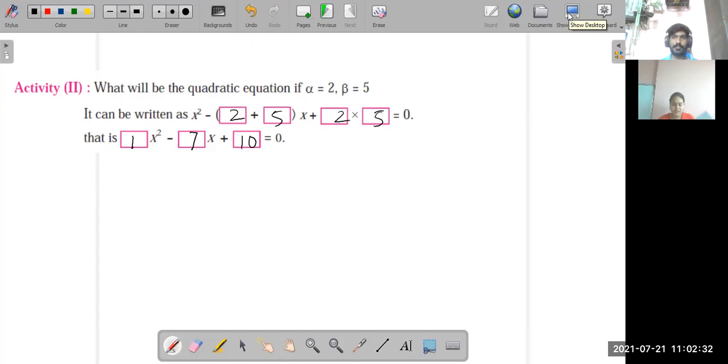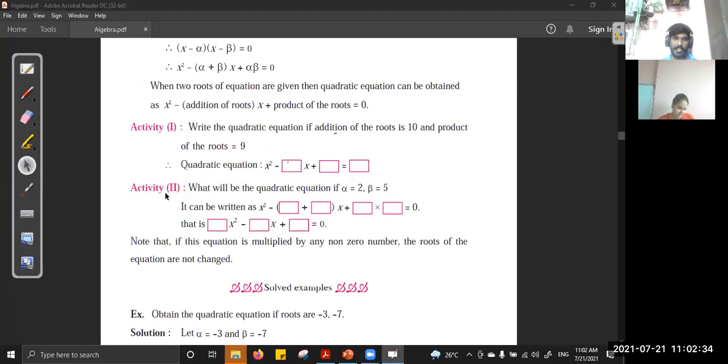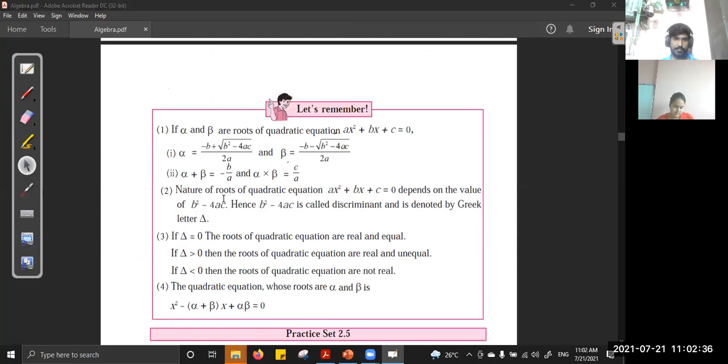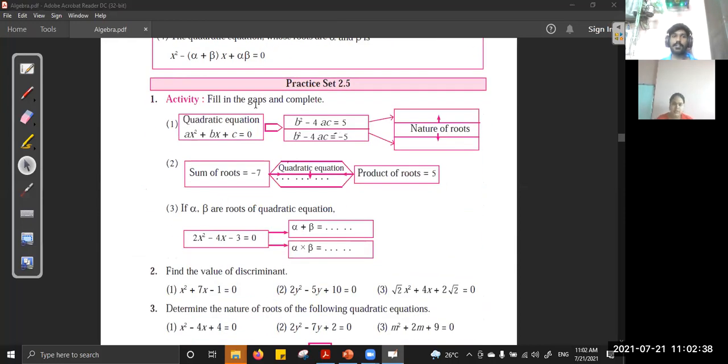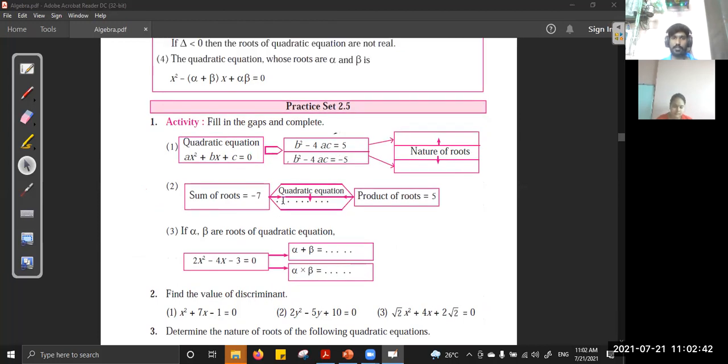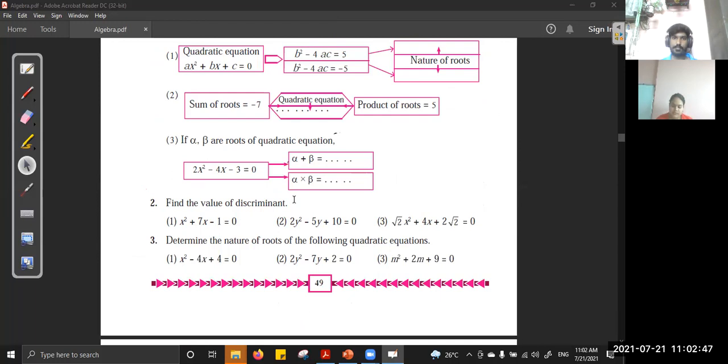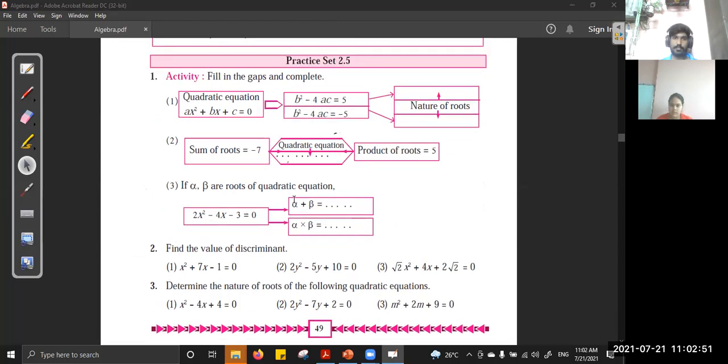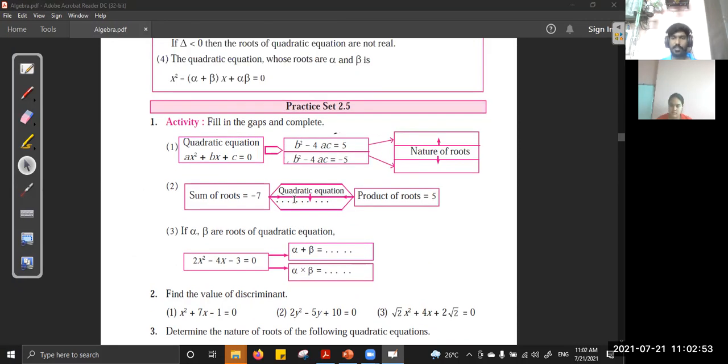And what about the thing on page 49? Practice 2.5, we'll do this when we start now. We'll start with this one. And find the value of discriminant also, I have to do. Yes, we'll do all this.